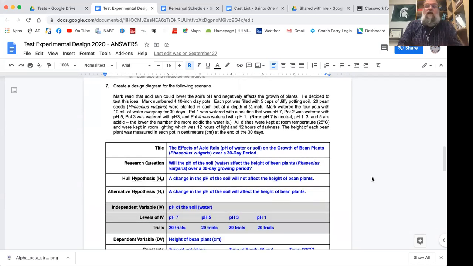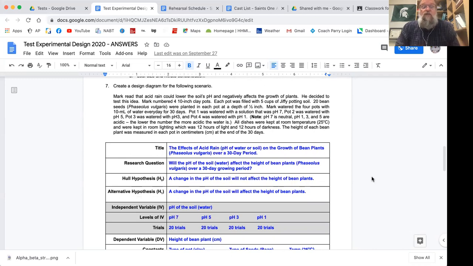Number 7, we then gave you an experimental design and asked you to create a design diagram. So you can read back through that. If you wish, you can pause the video and reread the description of the experiment.